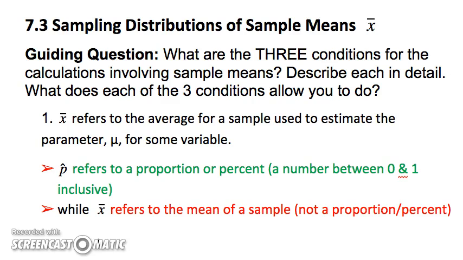However, the random condition is the same. We need a simple random sample. We need randomization to have an unbiased estimator, and then we know the mean of our sampling distribution equals the true value. And we need to sample less than 10% of the population if we're sampling without replacement, so that our calculations in terms of the probability of selecting an individual remain close to the same. So those two conditions remain the same, whereas our normal condition changes.